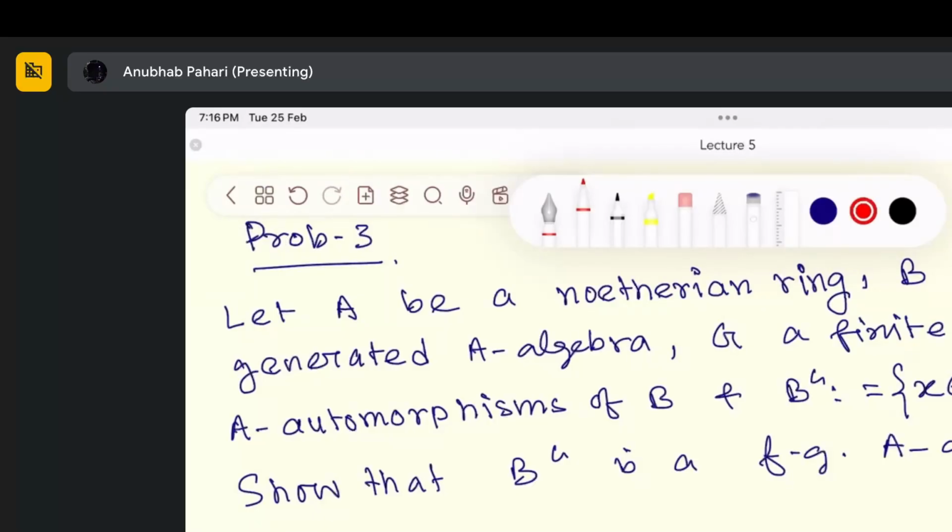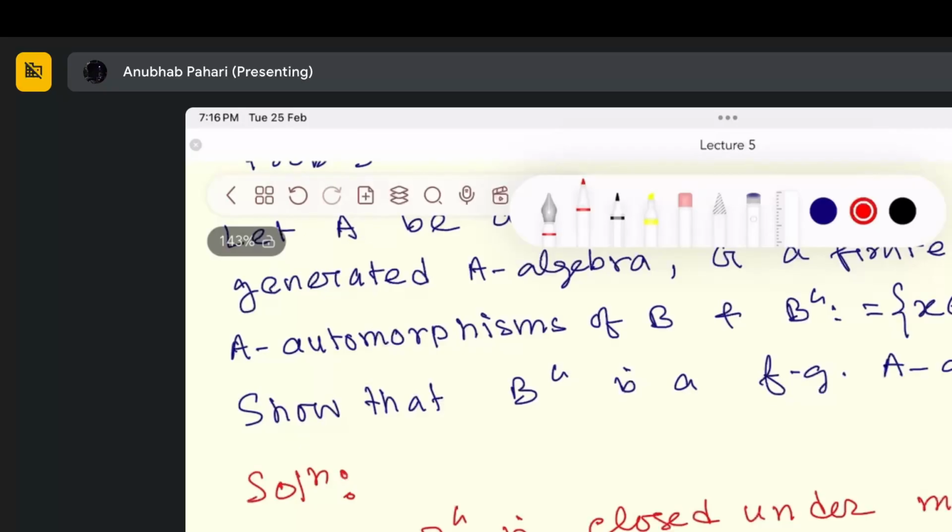So we claim that for every b belongs to B, there exists a monic polynomial from B^G[x] such that f(b) equals 0. That is, B is integral over B^G.